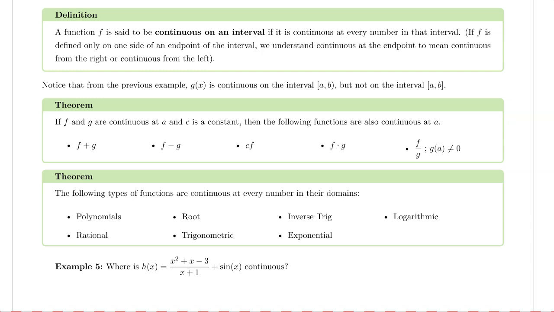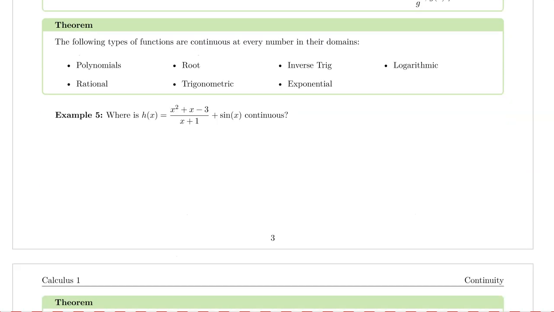Let's use this in example 5. Example 5 says, where is h of x equal to this function continuous? Well, we have the sum of two functions. So we have this function here, and then we have sine of x. And this here is a rational function, and sine of x is a trig function. And according to this theorem, rational functions and trig functions are continuous everywhere on their domains.